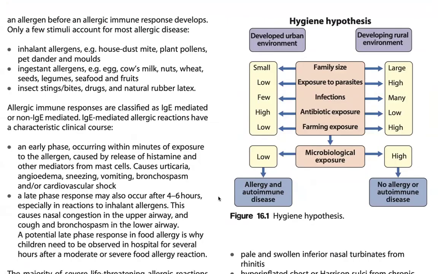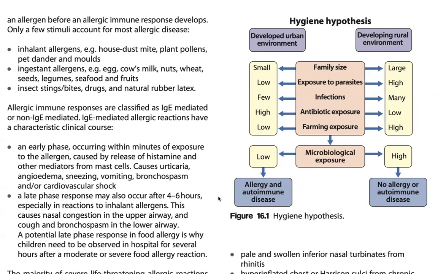Inhalant allergens: house dust mite, plant pollen, pet dander, and moulds. Ingestion allergens: egg, cow's milk, nuts, wheat, seeds, legumes, seafood and fruits; also insect stings and bites, drugs, and natural rubber latex. Allergic immune responses are classified as IgE mediated and non-IgE mediated.